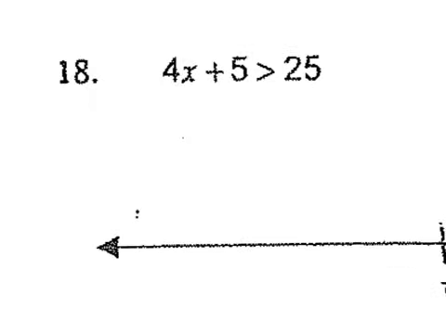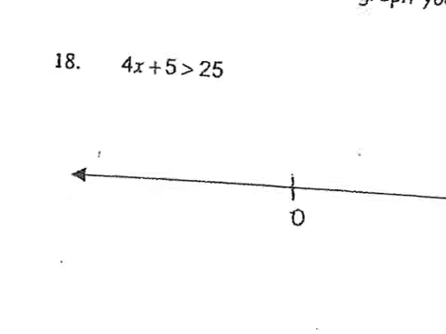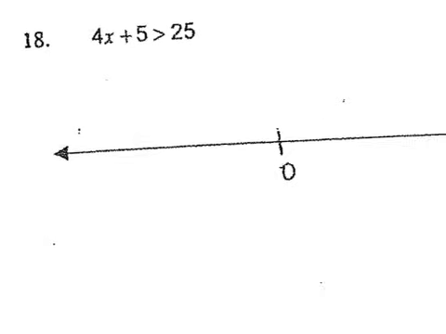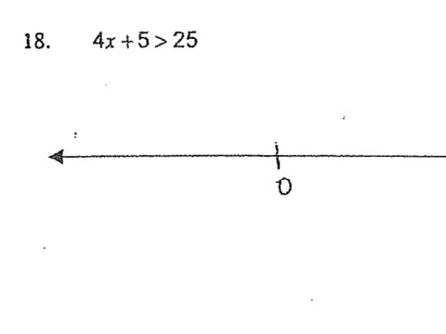Now in 18, we finally get to solve and graph. And they've put 0 on the number line for us. So we're going to subtract 5 from both sides. And we get 4x is greater than 20. You're going to divide by 4, and you get x is greater than 5.